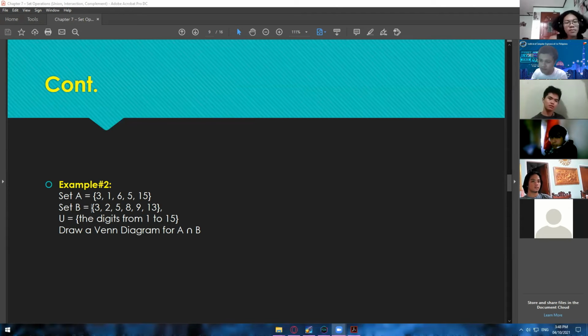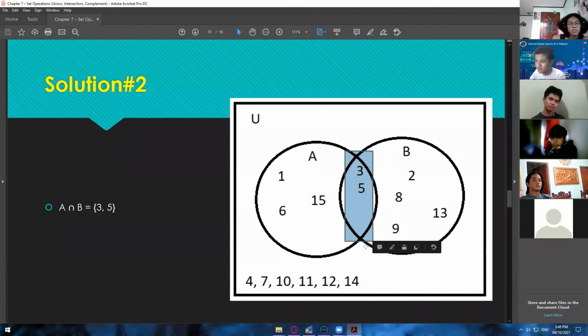3, 5. 3, 5. What else? Right, so I think that's all. We only have 2, which is 3, and then 5. So here is now the solution.